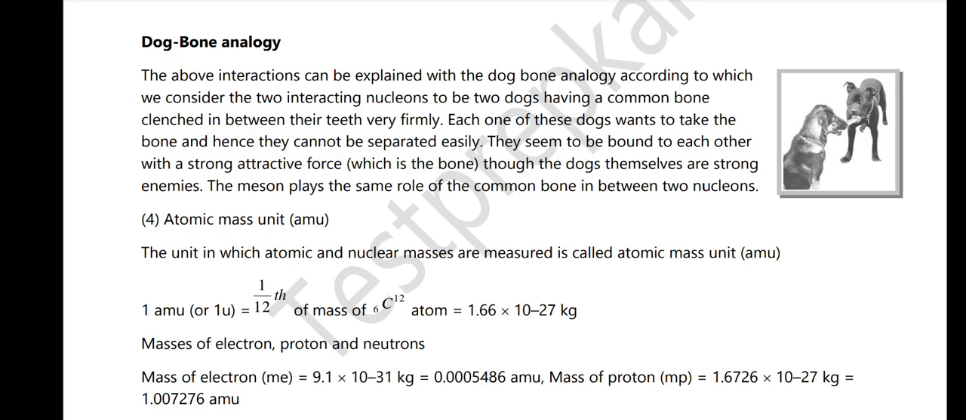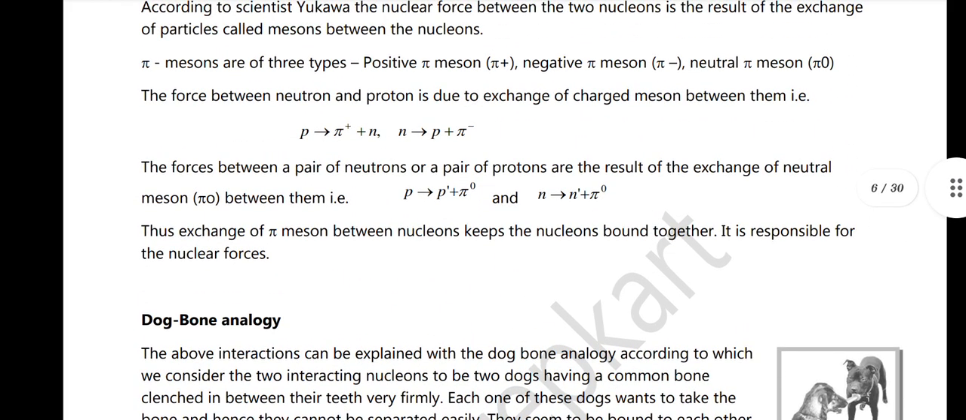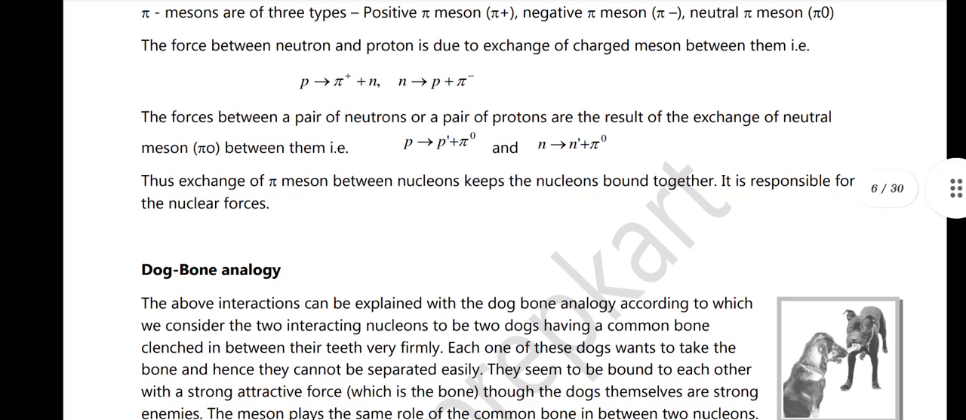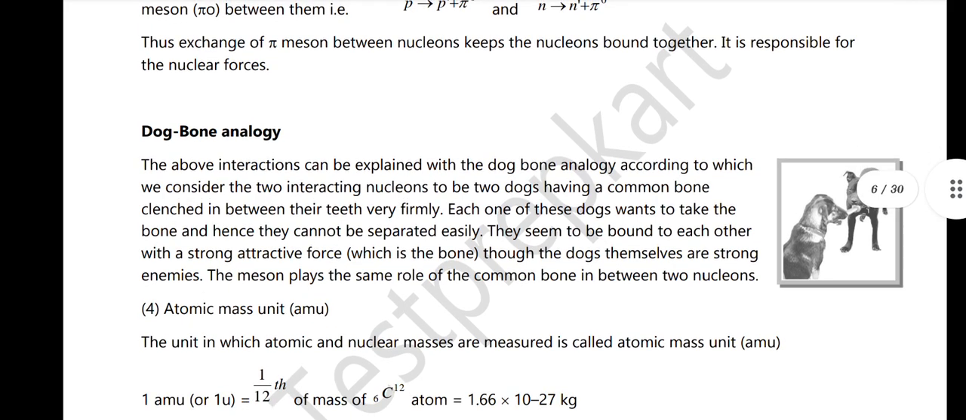Each one of the nucleons wants to take that energy, or wants to attract the particles that are near them. They seem to be bound to each other, strongly attracting towards themselves, and the meson also plays the same role as the common bone for the two nucleons. Similarly here, the mesons, positive, negative, and neutral, also play a most important role in attracting the particles for the nucleons.